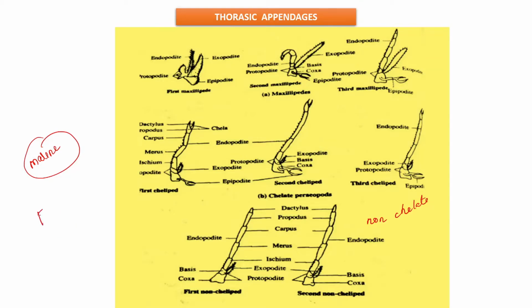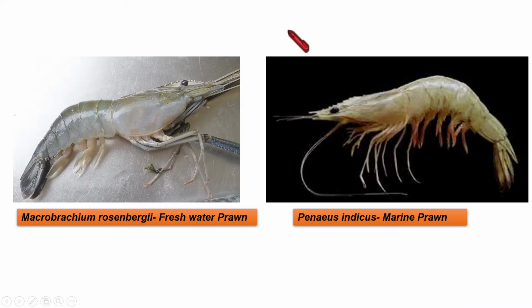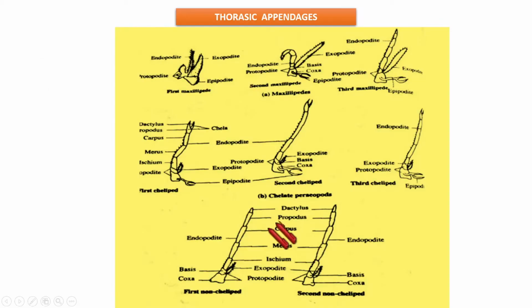In the case of freshwater prawn, the number of chelate legs is only 2, and the number of non-chelate legs is 3. That is the difference. Okay, got it? I'm just giving you one example each for the marine and the freshwater prawn. For marine prawn, the example given is Penaeus indicus, and for freshwater prawn it is Macrobrachium rosenbergii. So you need to understand that difference with regard to the walking legs. Along with the chelate legs, we can also see a Y-shaped epipodite. All the chelate legs possess the Y-shaped epipodite. That's all about the thoracic appendages.